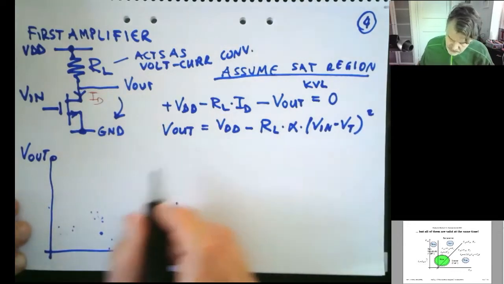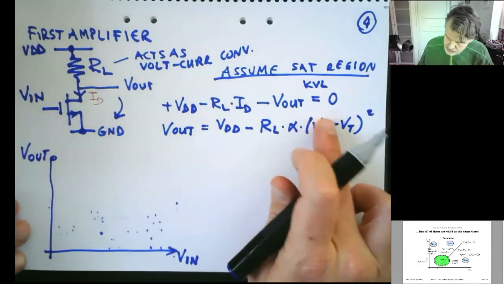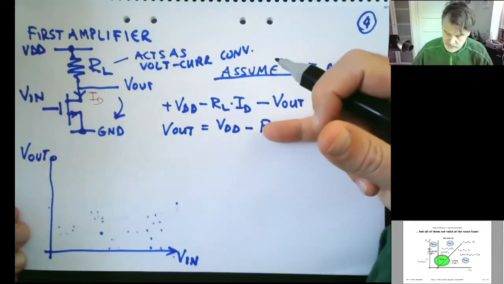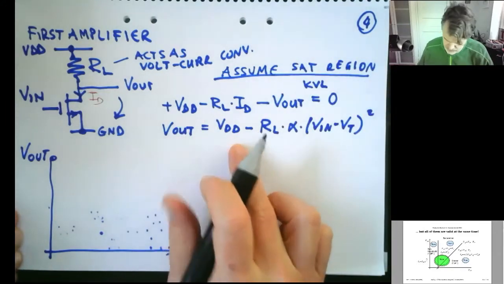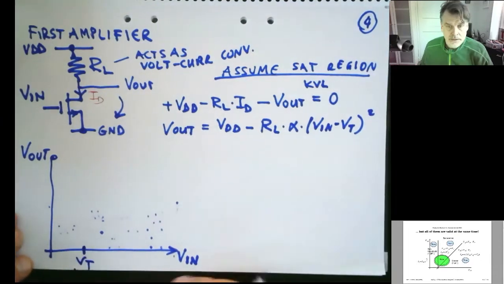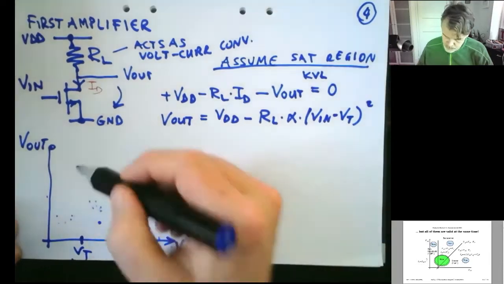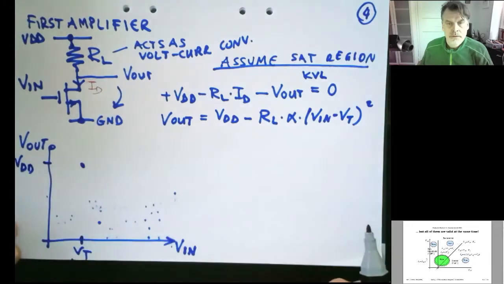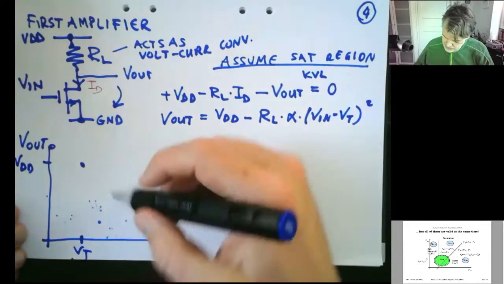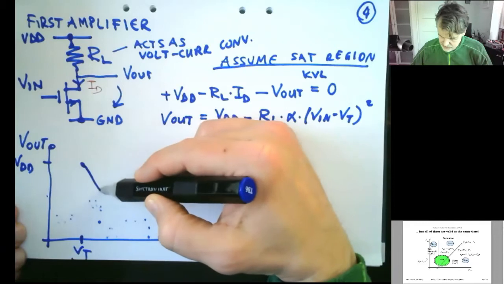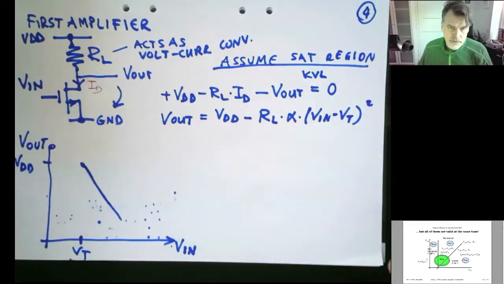But we can start sketching. We see that if V in is equal to VT, this term is 0, and then this whole expression is 0 and V out is equal to VDD. So we obviously have our breakpoint at VT here, and it claims to be equal to VDD at that point. And then it's going to decrease with some sort of square law equation. We are sketching at this point.